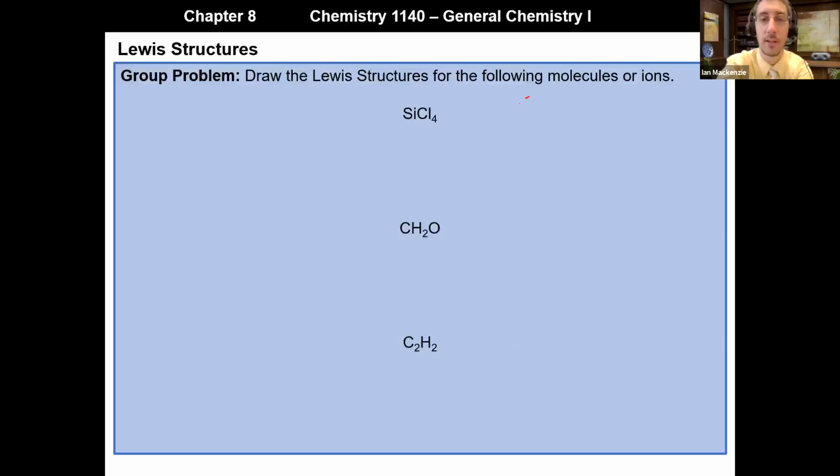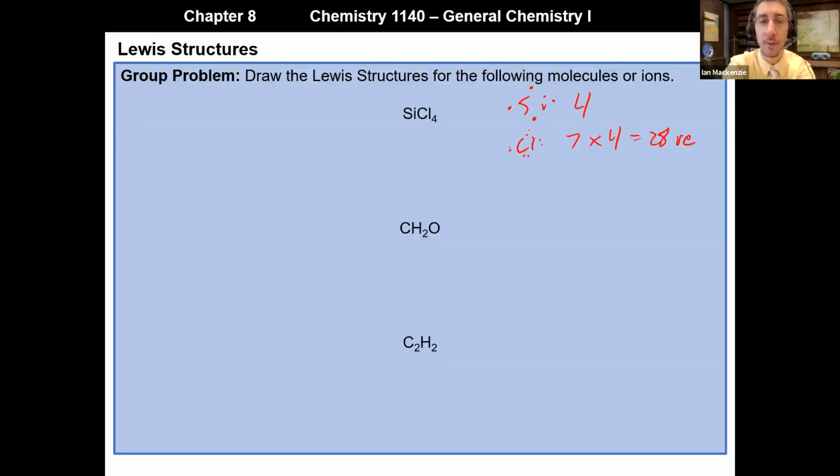So silicon has 4 valence electrons, and if I draw its Lewis symbol, 1 around each face, it has a valence of 4. Chlorine, on the other hand, has 7 valence electrons, and there are 4 of them, so I have 28 valence electrons from chlorine. And its Lewis structure looks like this: 2, 3, 4, 5, 6, 7. I have a valence of 1.